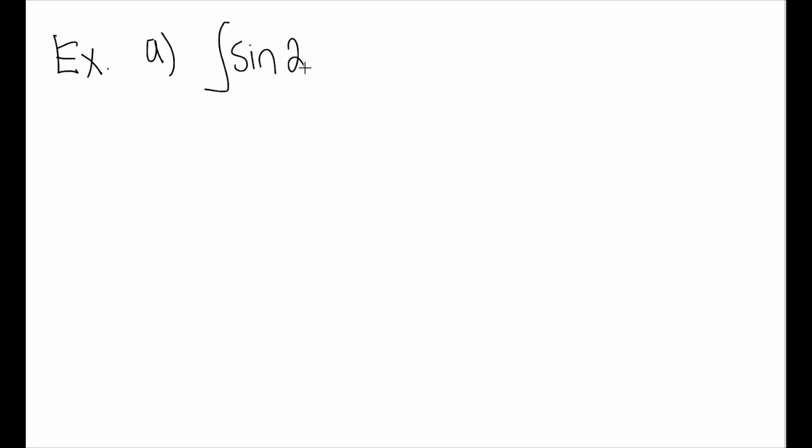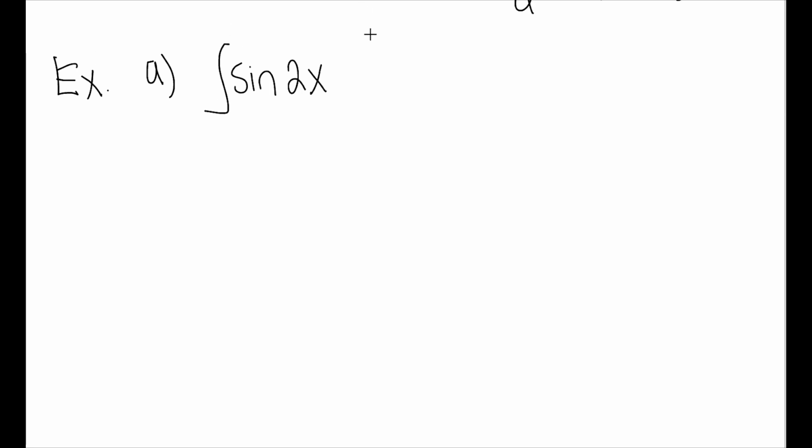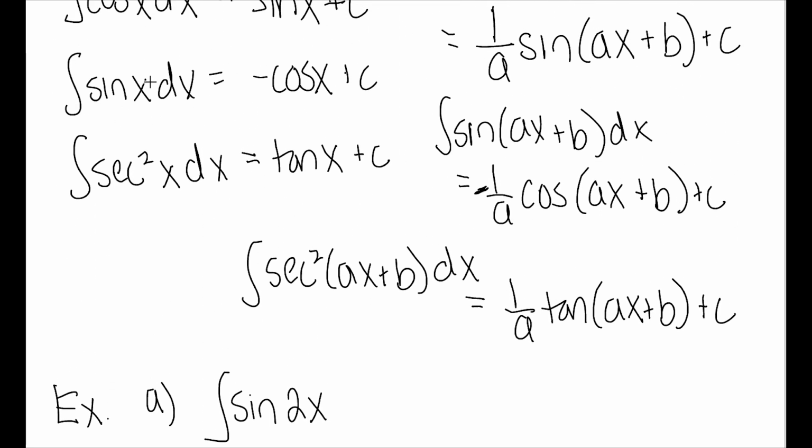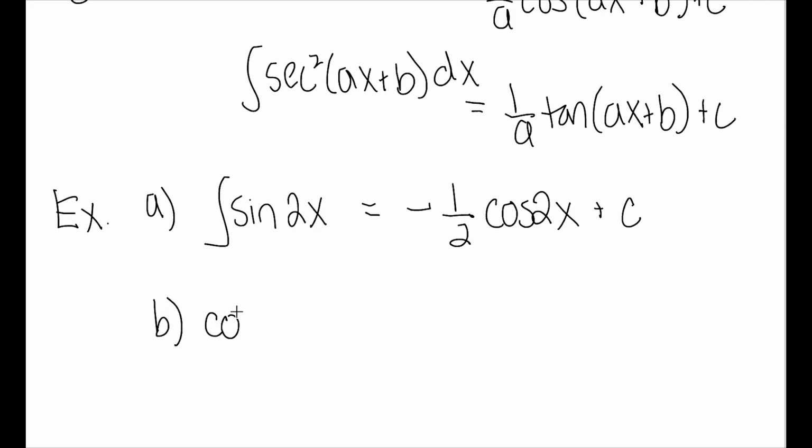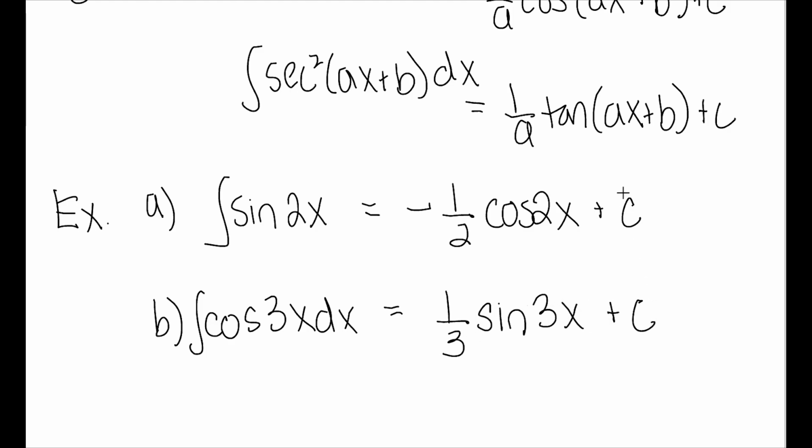Integrate sine of 2x. So you see sine becomes negative cosine. We divide by the coefficient of x, so negative 1/2 cosine of 2x plus c. Cosine integrates to positive sine, so we don't worry about a negative. Do 1 over 3, because we divide by the coefficient, change it to sine of 3x, and add a c at the end.